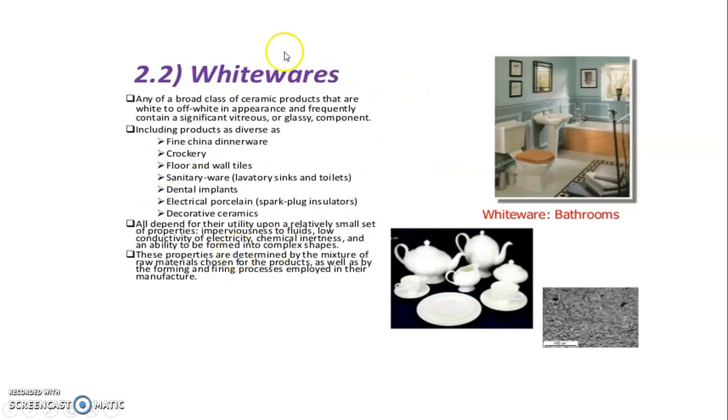So next, whiteware. Here you can see the application of whiteware. Whiteware is a class of ceramic products that are white to off-white in appearance and frequently contain a significant vitreous or glass phase. Here you can see the included products: tableware, fine china and other porcelain, then floor and wall tiles, then dental implants, electrical porcelain, then decorative items. These are the simple examples.